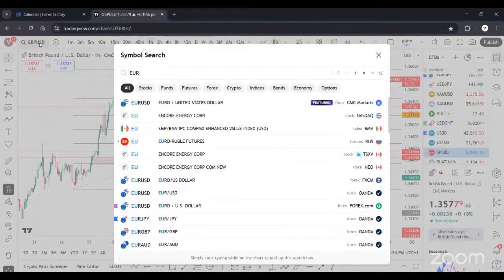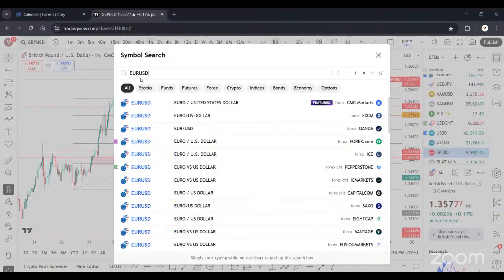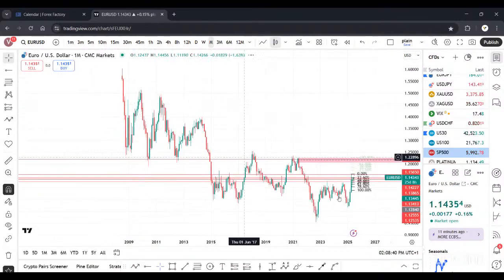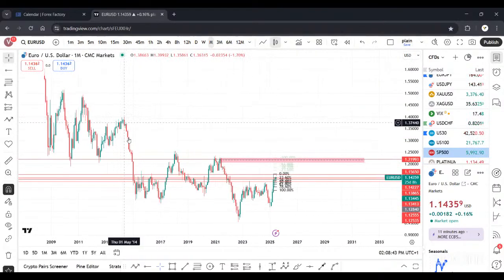Down to Euro USD, being last on the list. On the monthly time frame, we're seeing more sells, right? We're seeing sells to the downside. We've seen a grab of this liquidity right here.